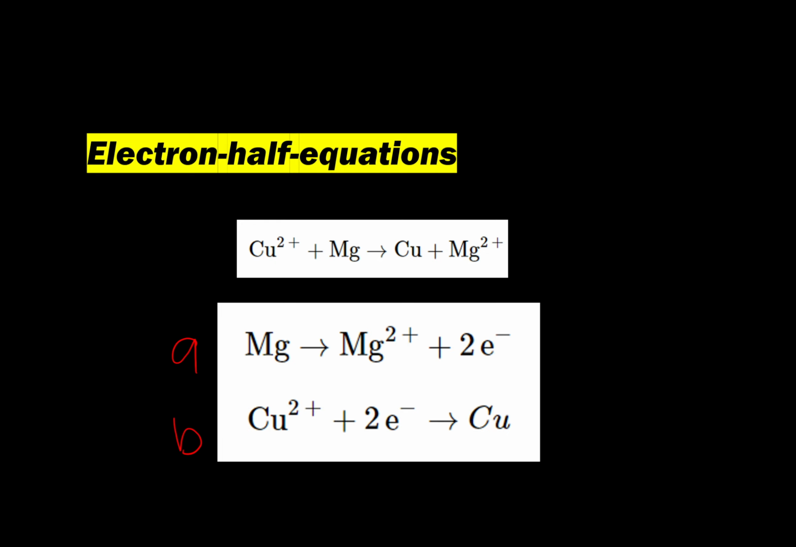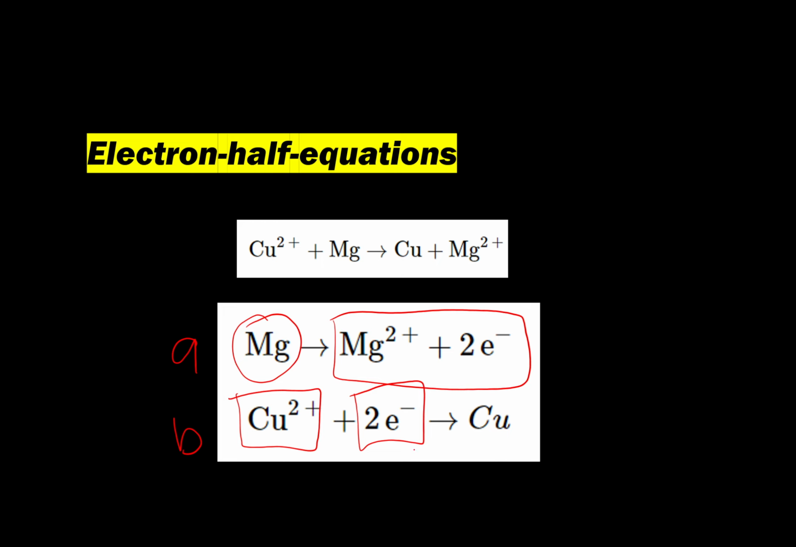So the electron half equations show generally the movement of electrons. If A is oxidation, the magnesium before the reaction was elemental magnesium, and at the end of the reaction we produce two different things. We have magnesium as a 2 plus ion, and we have two electrons being produced. So it shows that there's a loss of electrons from magnesium. And for copper, we start out with a copper ion and two electrons, and the two electrons are added to the copper, creating elemental copper, showing that this is a reduction.